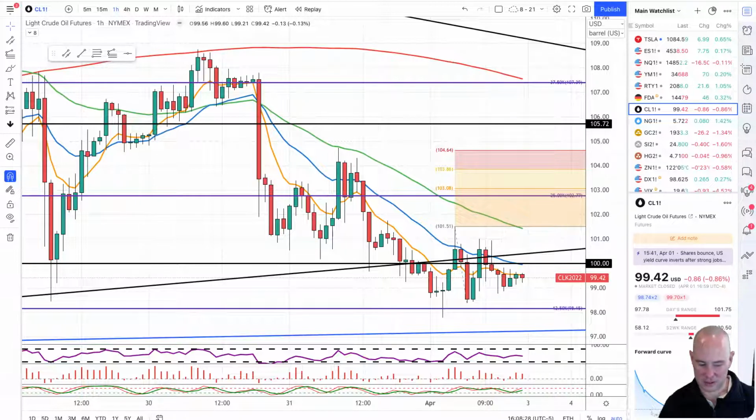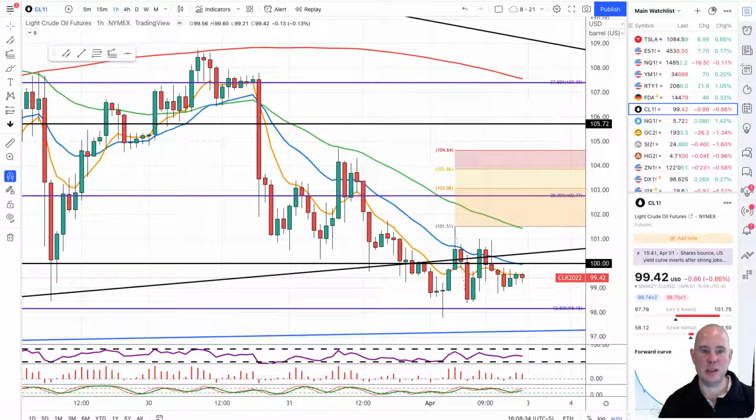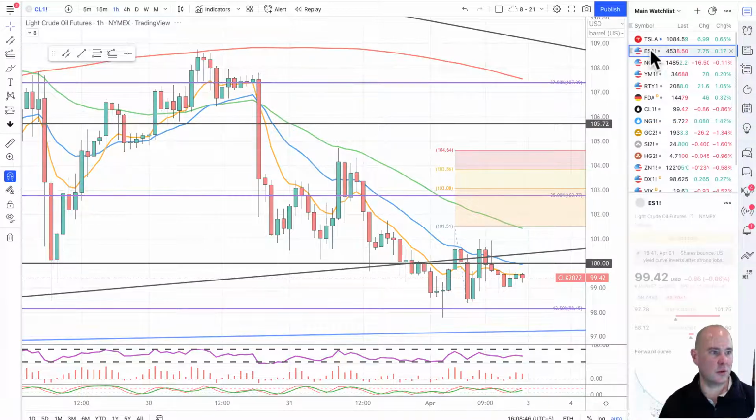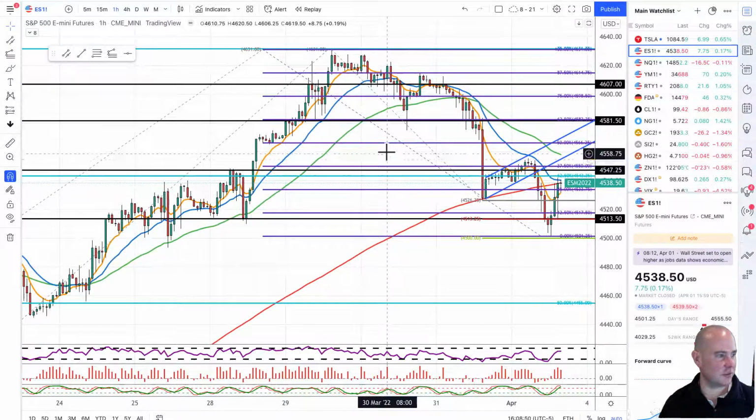So, back to the stops. I do it too close or too far. Well, you need to learn price action, how it affects your stops. For example, I'll give you another little clue, and you can investigate this yourself. And this is where it drives people crazy. It literally drives people crazy.